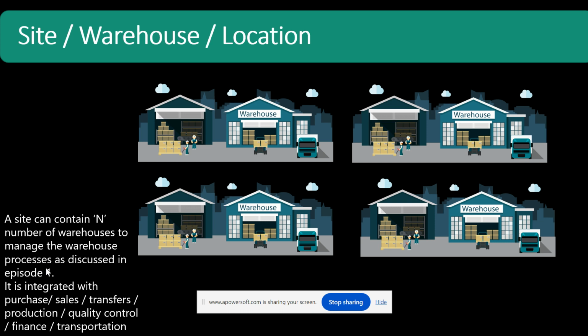You need to understand that a site can contain multiple warehouses. The warehouses are the actual places which complete your picking, receiving, or warehouse internal operations. And it is actually integrated with purchase. If you are purchasing, your material is getting received in your warehouse. If you are doing sales, your material is going out from your warehouse. Even if you are doing transfers, you are moving material from warehouse A to warehouse B. You supply materials to production from your warehouse. If you want to perform any quality check, that also happens in your warehouse.